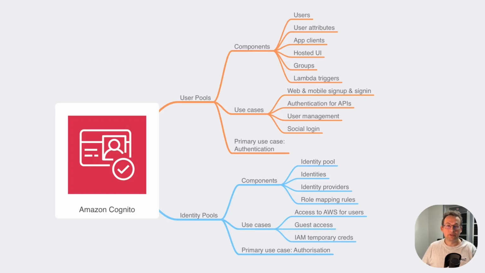Here's how you remember it. User pools. Who are you? Identity pools. What can you access? The exam will give you scenarios and you need to pick the right one. User needs to log in, user pools. User needs to upload to S3 from a mobile app, identity pools. Sometimes you use both together.